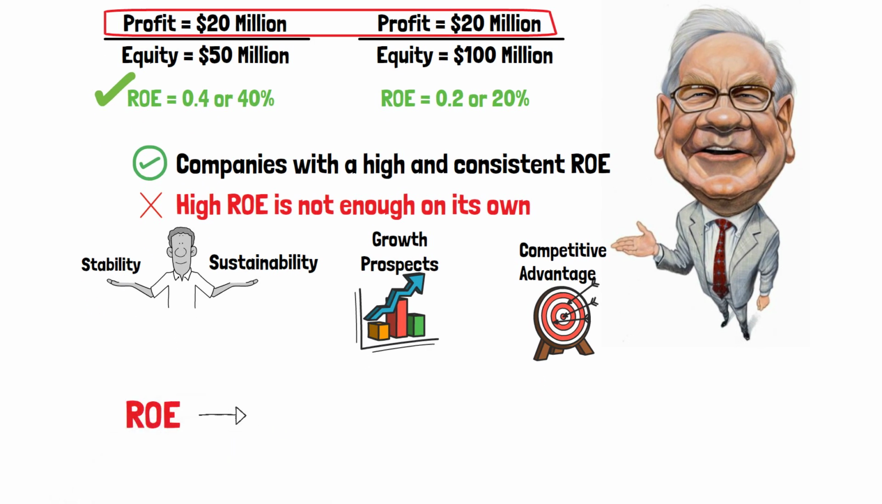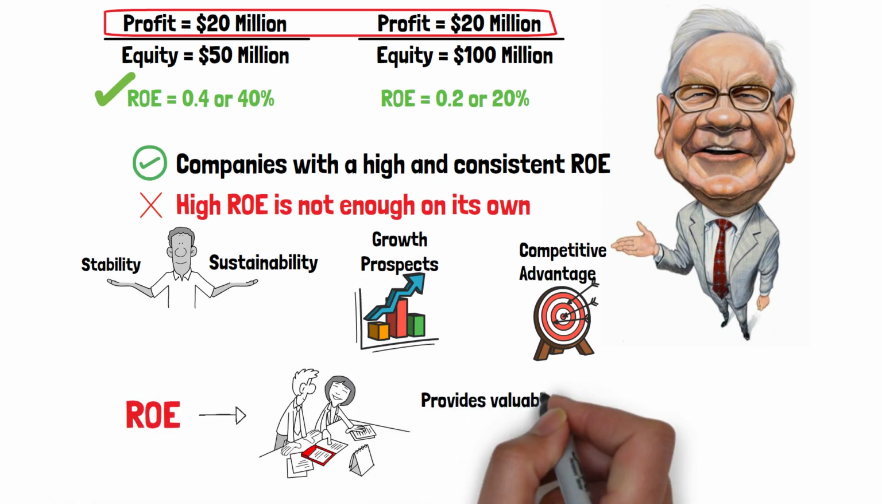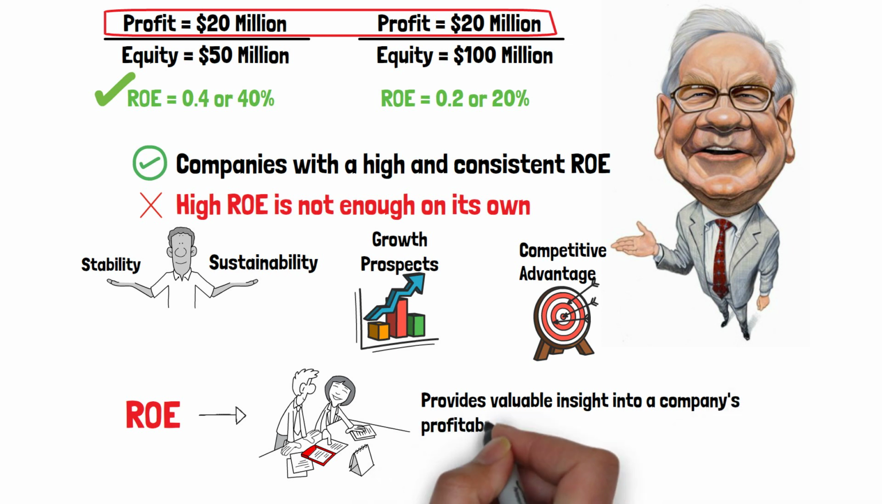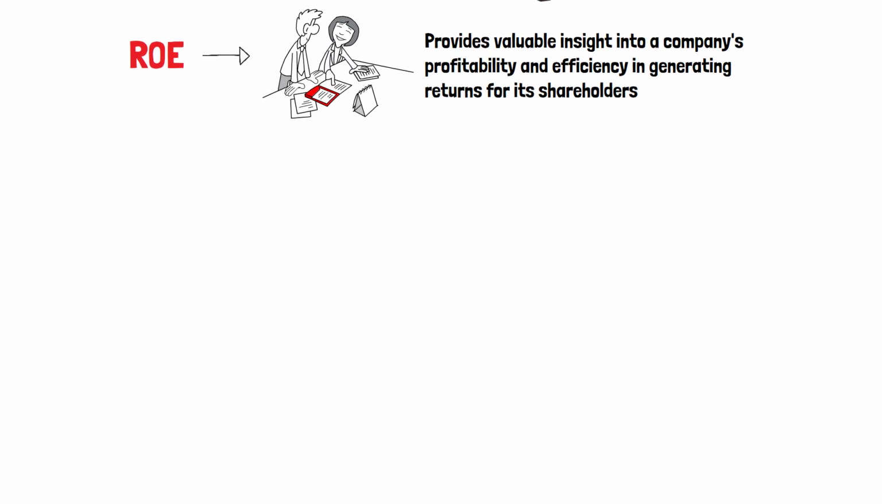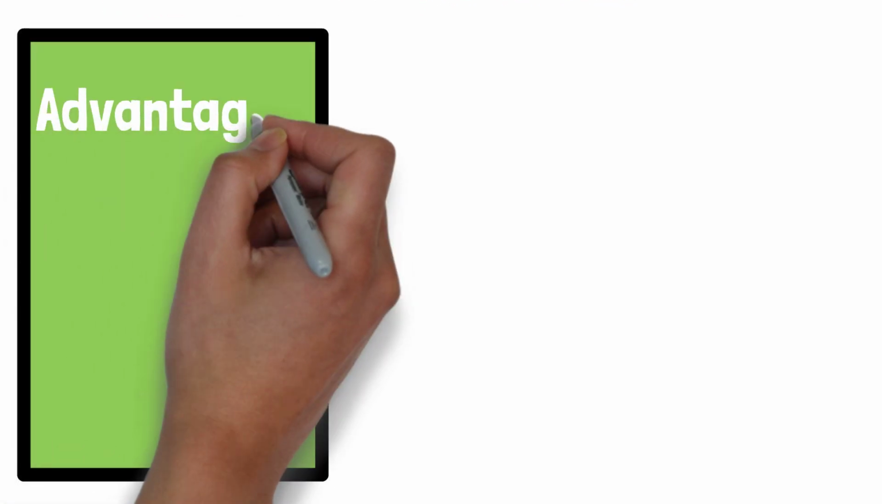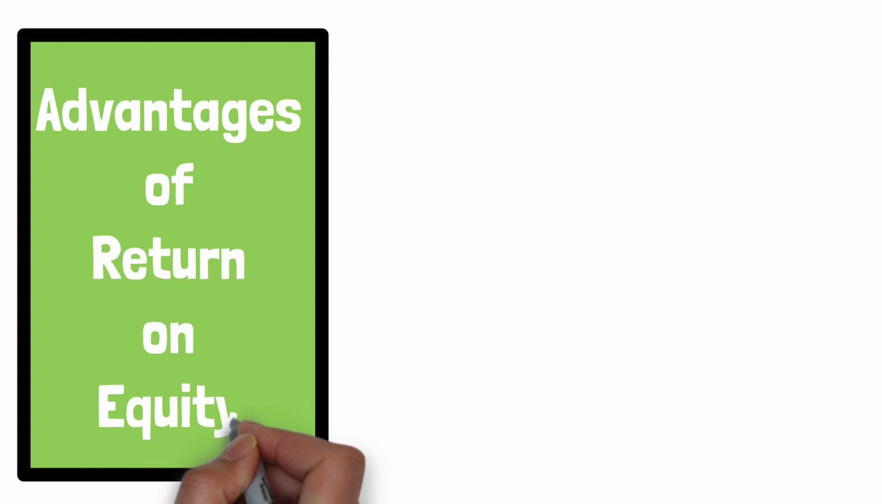Overall, ROE is an important financial ratio that Buffett considers in his investment decisions, as it provides valuable insight into a company's profitability and efficiency in generating returns for its shareholders. Now let's see some of the advantages of return on equity.